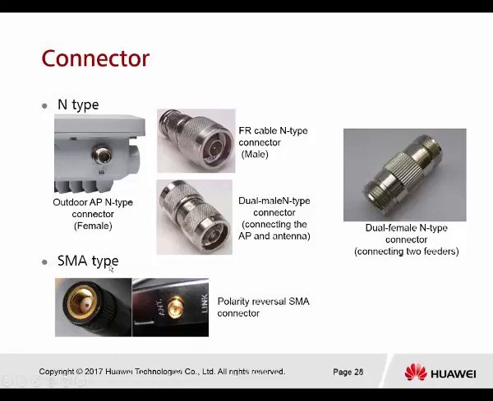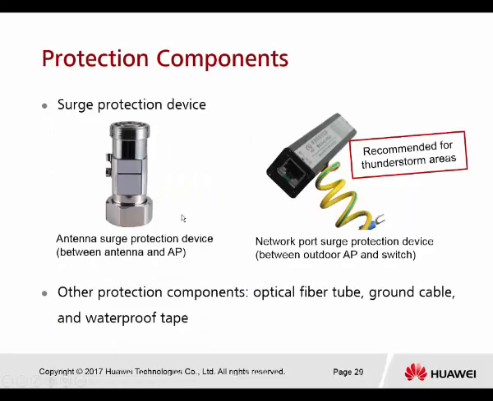The SMA type. This is the SMA type, and the reverse polarity SMA. And these are some other protection components. The surge protection device is used between the antenna and the AP to protect the AP and prevent damage. This one is used between the AP and the switch. It is mainly used for outdoor APs, because you deploy them outside the building. So when lightning strikes the outdoor AP, at least they can still protect your intranet, so it won't be damaged by the electricity.